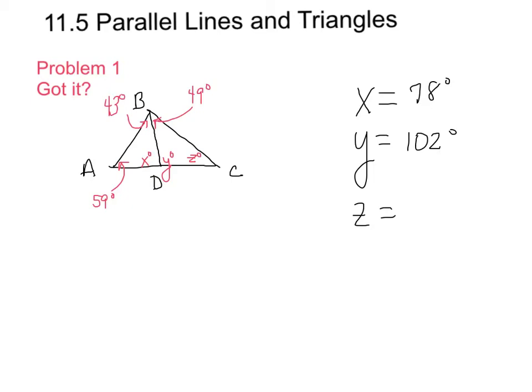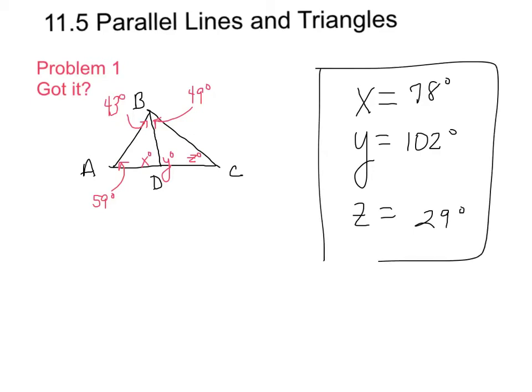So triangle BDC has a 49 degree angle and a 102 degree angle. So we take 49 plus 102, and we get 151, and we subtract that from 180, and that gives us the value of z, which is 29 degrees. So your three angles would be 78 degrees for x, y is 102, and z is 29.